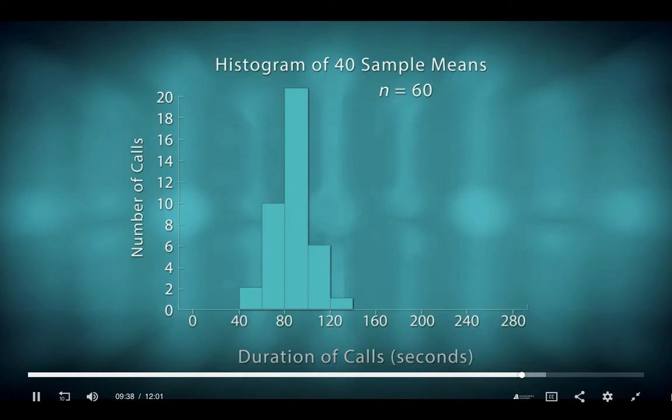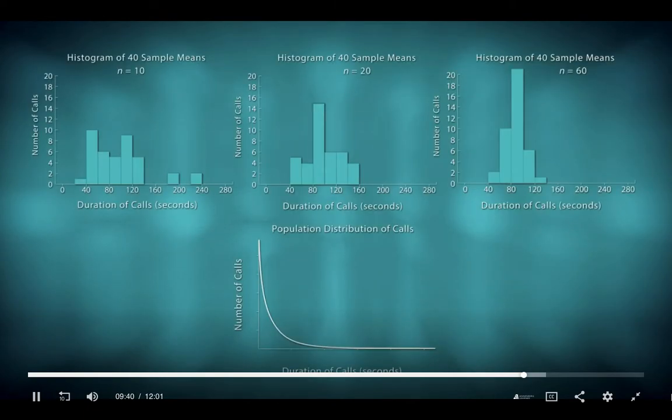Now let's compare our sampling distributions with the original population distribution for all calls to the mayor's hotline. The spread of all of the sampling distributions is smaller than the spread of the population distribution. And you can see that the spread of the sampling distributions tightens still further as the N increases.